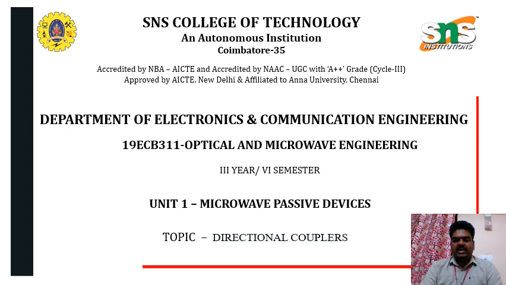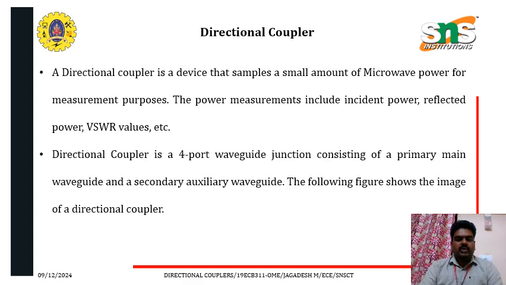What is actually a directional coupler? A directional coupler is a device that samples a small amount of microwave power for measurement purposes. The power measurements include incident power, reflected power, VSWR values, etc. A directional coupler is a four-port waveguide junction consisting of a primary main waveguide and a secondary auxiliary waveguide. The following figure shows the image of a directional coupler.